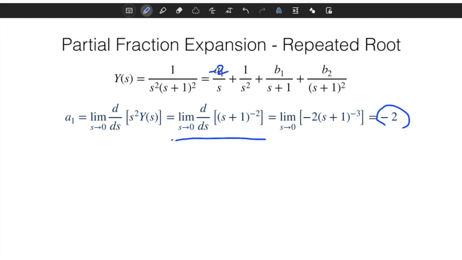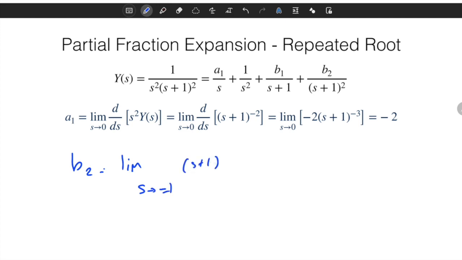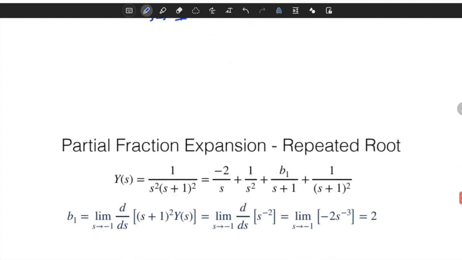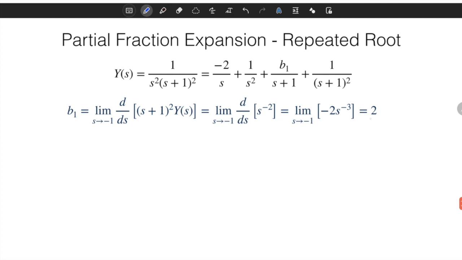So we will technically do the same thing for b2 and b1. Let's start with b2. In order to compute b2, we take the limit as s goes to minus 1, because we have a pole at minus 1. I should multiply y of s with (s plus 1) squared and take the limit. If I do that, it will be equal to 1. For b1, if we follow the same trick, we take the limit as s goes to minus 1 of d over ds of (s plus 1) squared times y of s. If I compute all of the coefficients, it will be equal to 2.